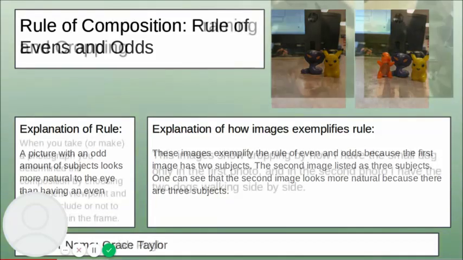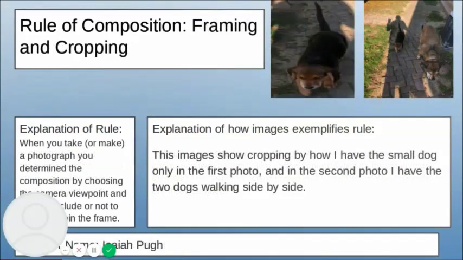This rule is framing and cropping, and it is when you take a photograph and you zoom in on one subject, and then once you zoom out, it just tells a different story.